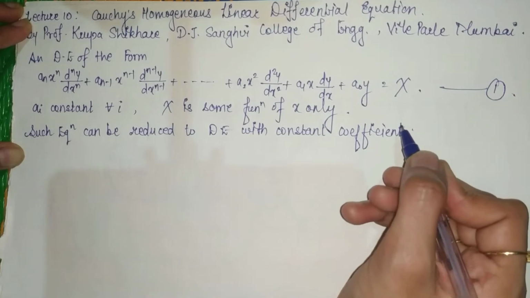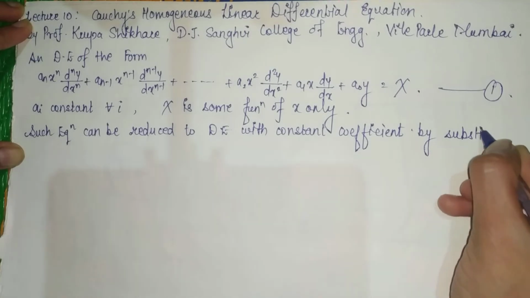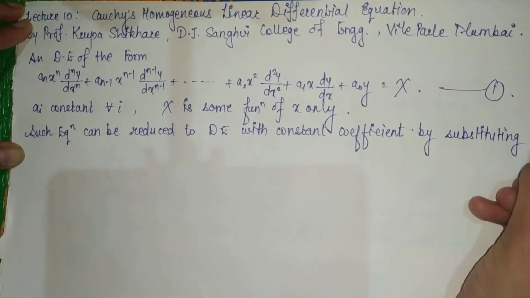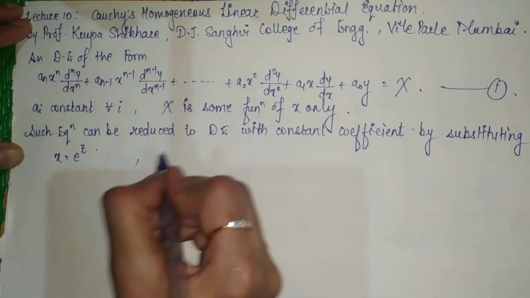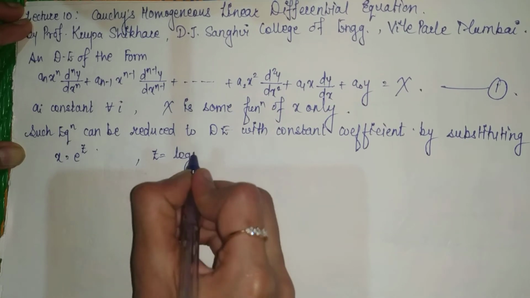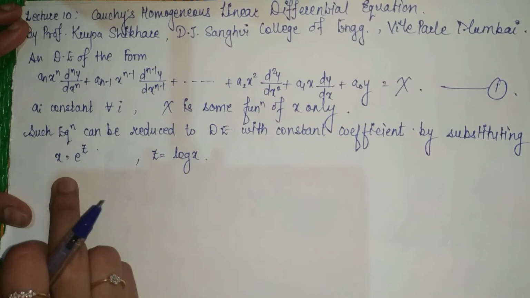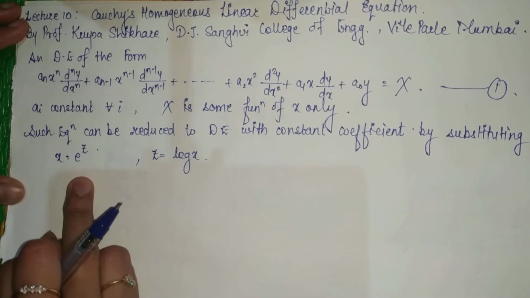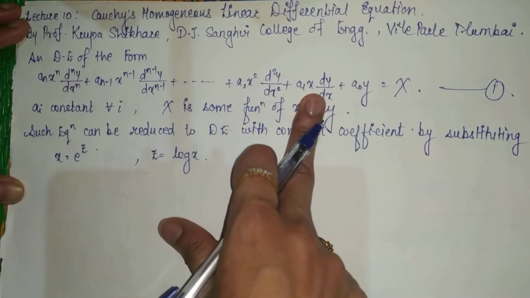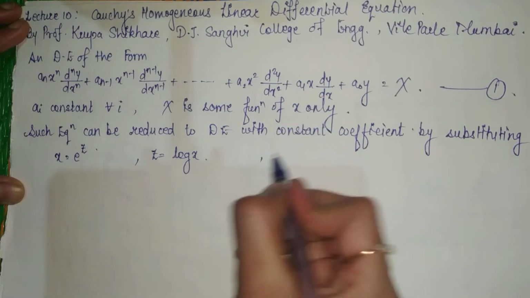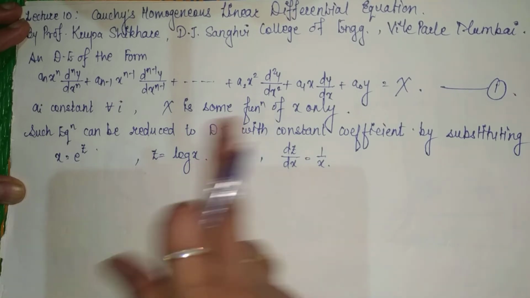For that we are going to take a substitution: x is equal to e to the power z, or we can say z is equal to log of x. But if I replace x in terms of z, then I need to replace this differential operator also in terms of z. So let's find out dz by dx, that we can find easily, which is 1 by x.